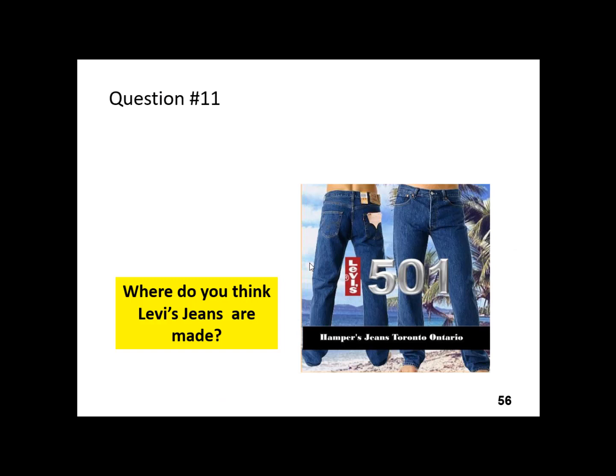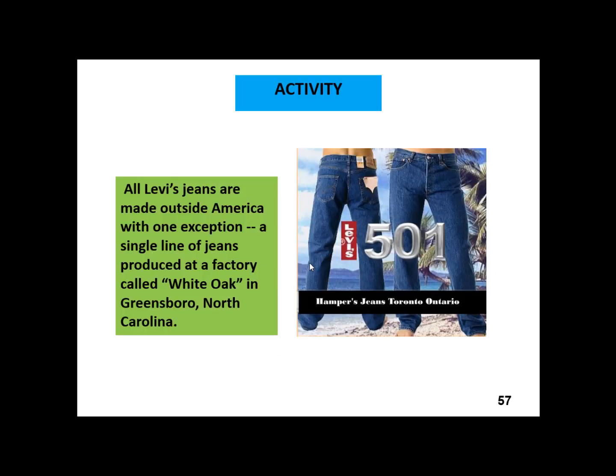Which leads us to question 11. Where do you think Levi jeans are made? Now, Levi's are a United States company. Levi's originated in the United States, specifically in the West, during the gold rush and the time of mining out west, and they were invented for miners and farm workers as a rugged, rough pant. So we would think that Levi jeans are made in the United States.